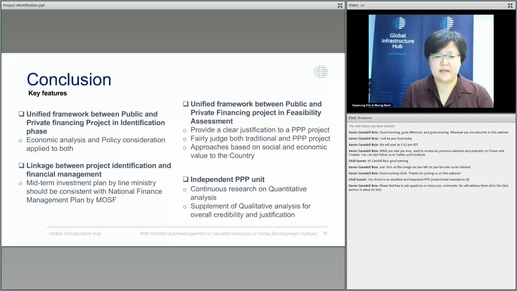Also, I want to say something about the independent PPP institution's role. So KDI PIMAC is doing research continuously on devising a quantitative analysis, because quantitative analysis can minimize the arbitrary decisions of the evaluators. So we keep researching how to calculate and quantify the social economic value of the project.